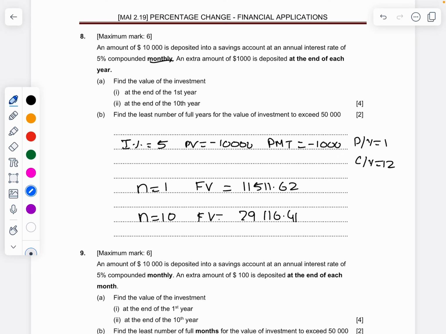Now part B, find the least number of full years for which the investment should be 50,000. Use the GDC and keep the final value as 50,000 plus 1,000 because you are depositing 1,000 also. So you should be getting n equals 17.15. So n equals 18.